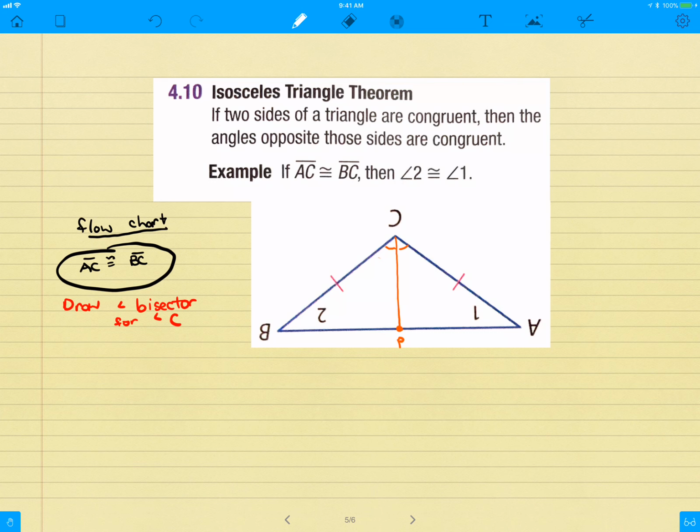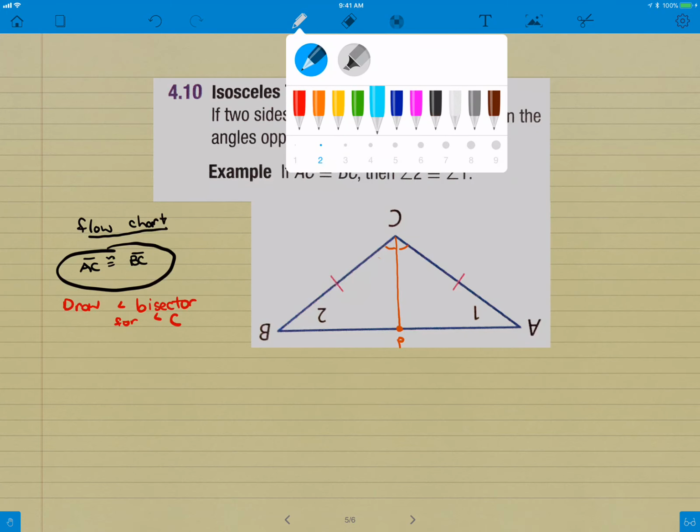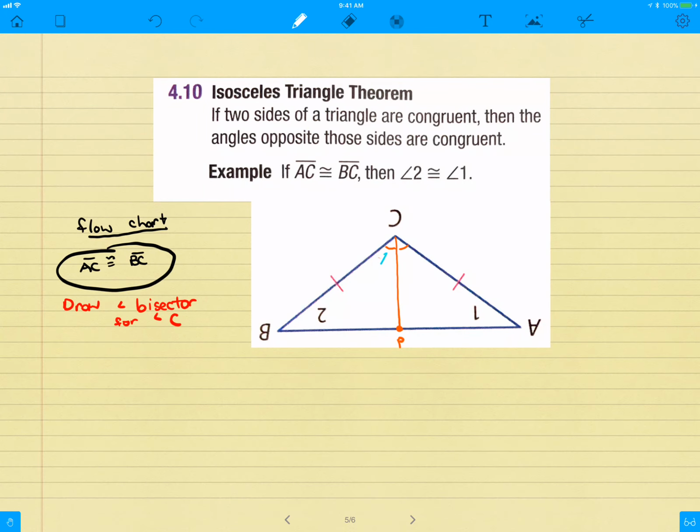Now, what that means, if we go back to the definition of bisecting, is that this angle up here is the same as that angle. So on this, technically the third line of a flow chart, I'm going to write that those angles are the same. So angle PCB is equal to angle PCA. Those angles are the same. That's the definition of bisector if you want to be super exact.